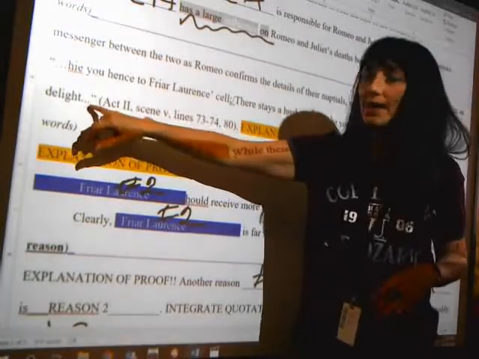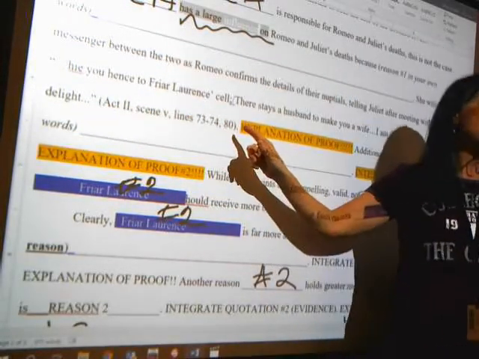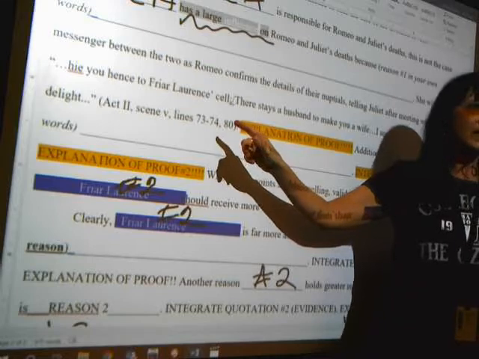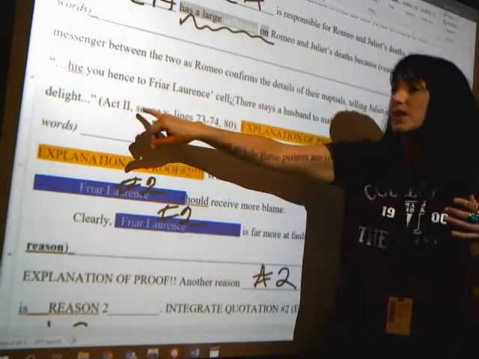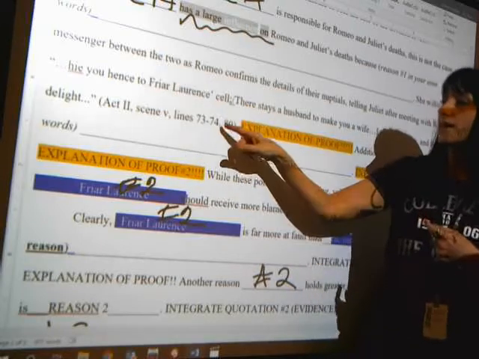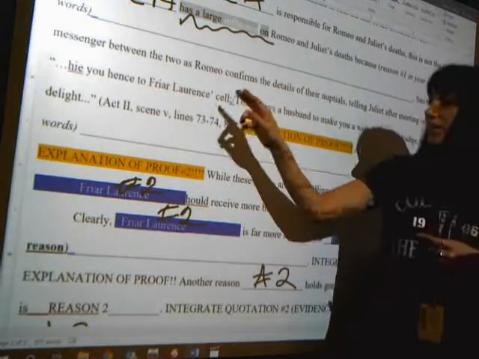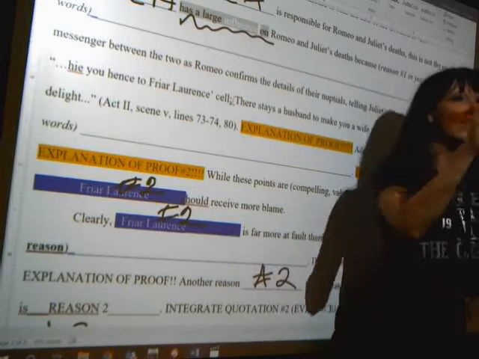Okay, so I have my ellipses here, no ending punctuation mark. I have cited exactly what I needed to do. Notice I have Act 1, caps, lowercase scene 5, lines 73 through 74, and then line 80. Okay, so then I close, and there we have it. So I have my integrated citation here. That's what you should do.